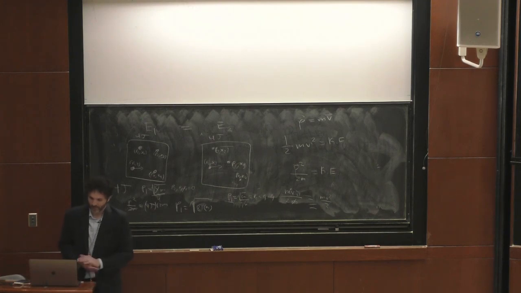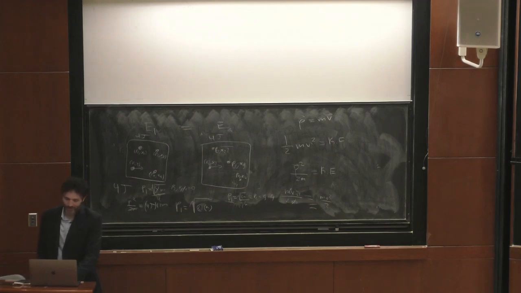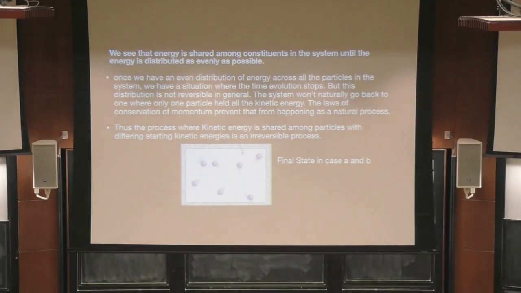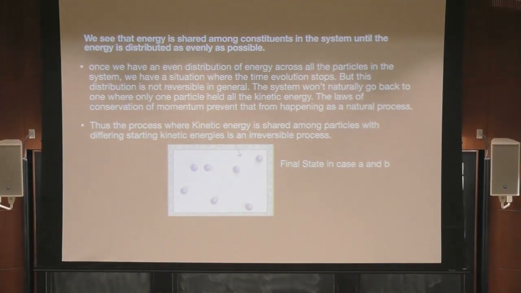Okay, so both cases involve the same physics, but since we aren't worried about direction, the collisions in B just involve the same quantity of energy shared by the molecules. So we see energy is shared equally among the constituents in the system until the energy is distributed as evenly as possible. Once we have an even distribution of energy across all the particles in the system, we have a situation where the time evolution stops.